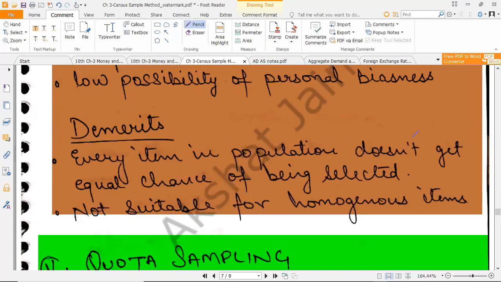Moving on to the demerits. Every item in the population does not get an equal chance of being selected, just because every item is dependent upon the previous item. It depends on what the value of n would be, and only then are the items selected. And this method is also not suitable for homogeneous items. So if the population is homogeneous, this method is not suitable.